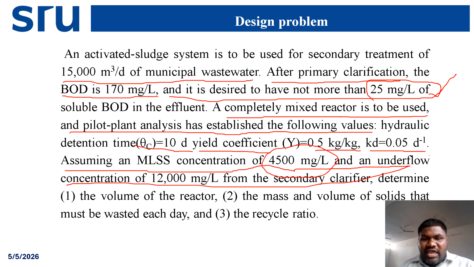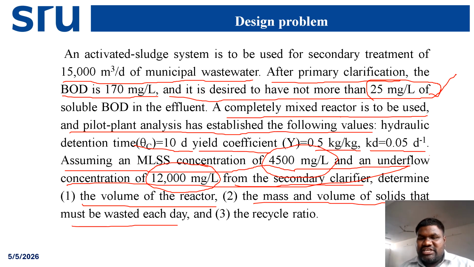Underflow concentration means XR will be 12,000 milligram per liter from the secondary clarifier. Determine the volume of the reactor, the first question. The second one is the mass and volume of solids that must be wasted each day. So mass and volume means QW needs to be calculated. Then the recycle ratio also needs to be calculated. Recycle ratio means here QR by Q. These are the three questions we need to address.